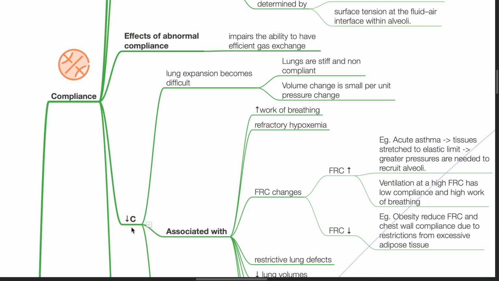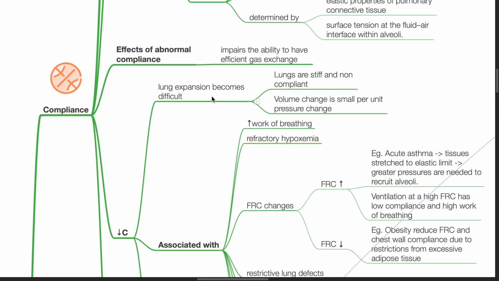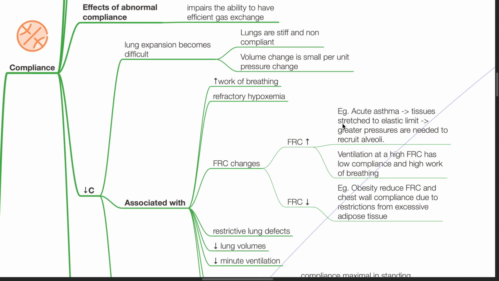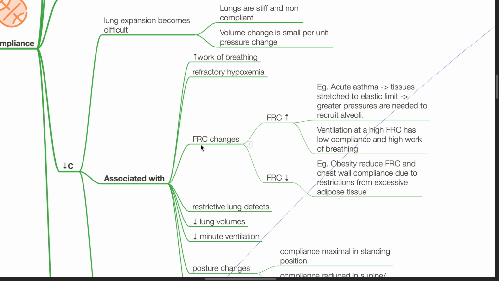When there is decreased compliance, lung expansion becomes difficult. The lungs are stiff and non-compliant. Volume change is small per unit pressure change. Decreased compliance is associated with increased work of breathing, refractory hypoxemia, changes in functional residual capacity.